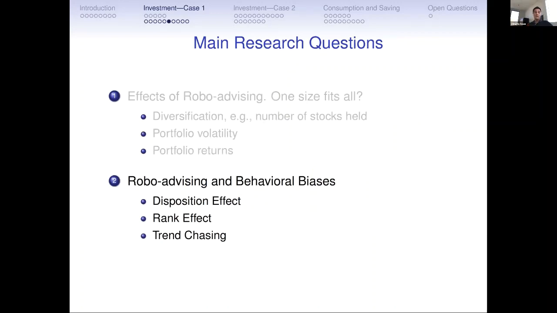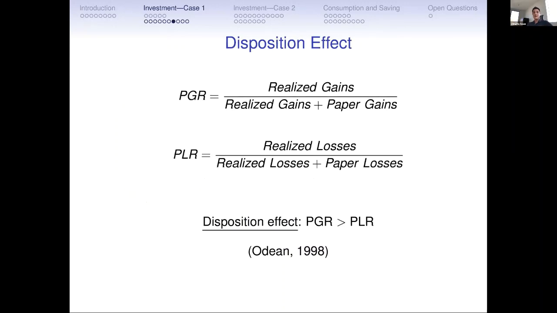The second thing we go in and try to understand is what is the effect of robo-advising on behavioral biases. And here we study the disposition effect, the rank effect, and trend chasing. And I'm going to just show you the results for the disposition effect, just because it's the most studied bias, and I think it's probably the most interesting one.